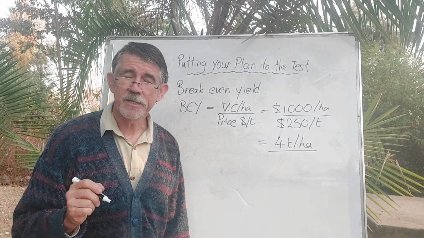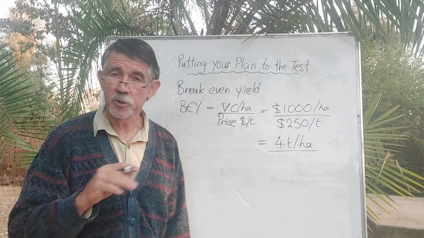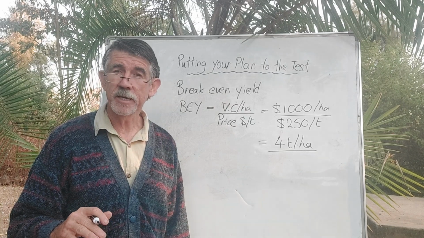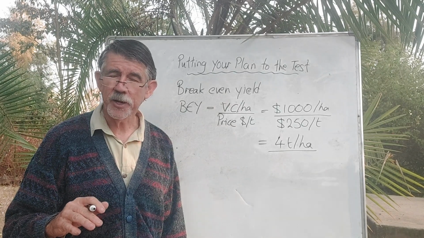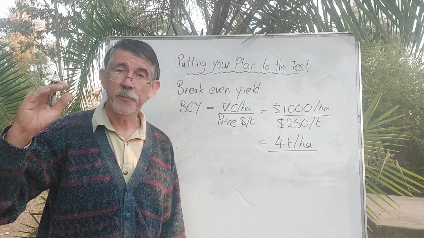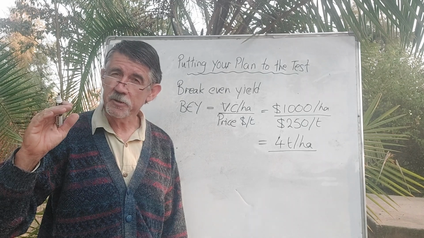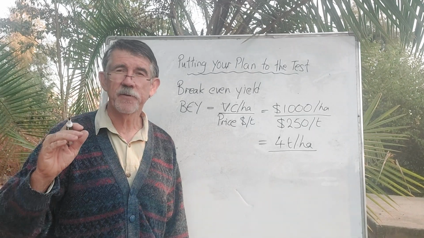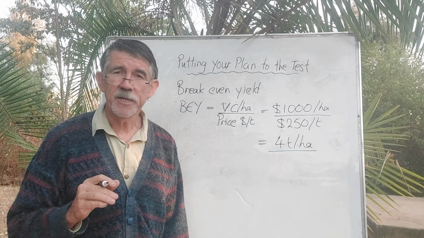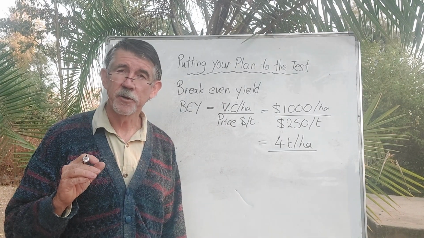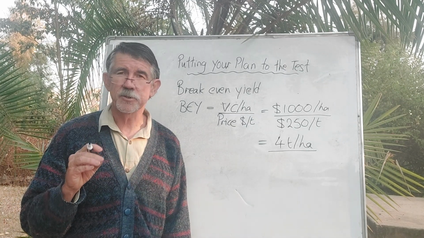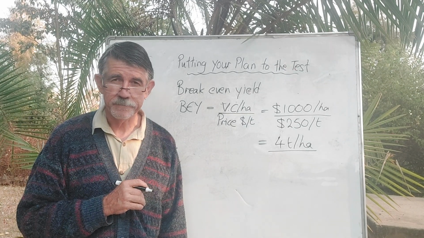So that 4 ton a hectare is what we must achieve in order to break even. If we are getting less than 4 ton a hectare, we are making a loss in that enterprise. If we get more than 4 ton a hectare, we are going to make a positive gross margin. We are not yet making a profit because we have to cover our overhead expenses. But at least on that enterprise, we are going to have a positive gross margin if our yield is greater than 4 ton a hectare in this case.